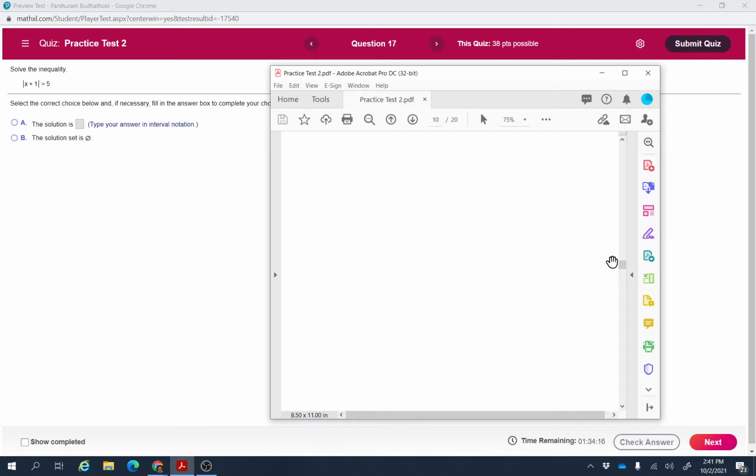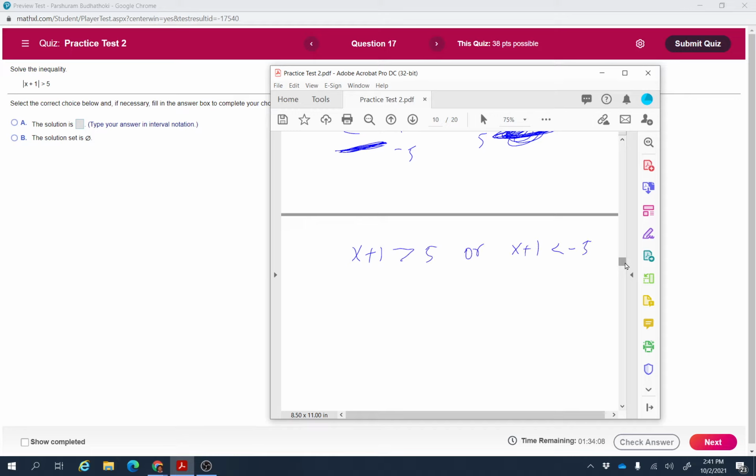So let's do this problem. According to this information, x plus 1 could be greater than 5, or x plus 1 could be less than negative 5. These are the two inequalities you have to solve. "Or" means finally after solving the left side and right side, we take the union of those two answers. So if you subtract 1, x is greater than 4, and if you subtract 1 here, x is less than -6. So the answer is anything greater than 4, anything less than -6.